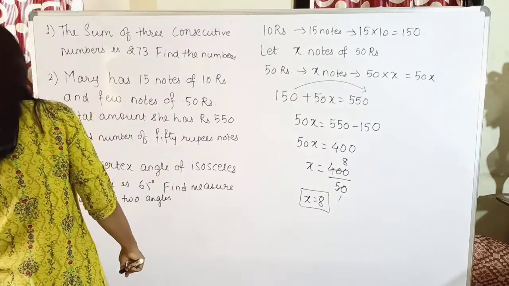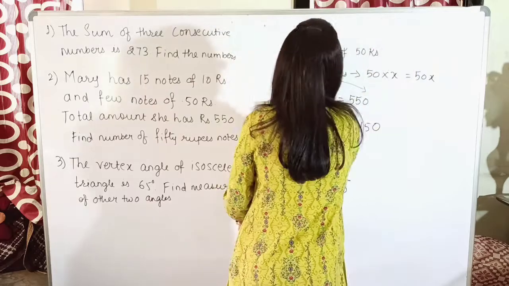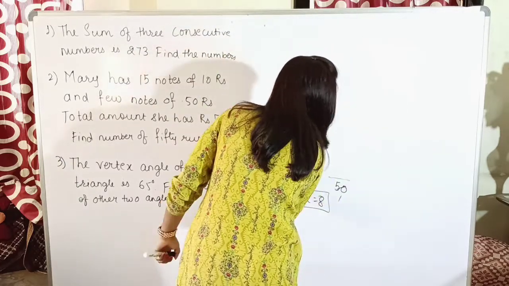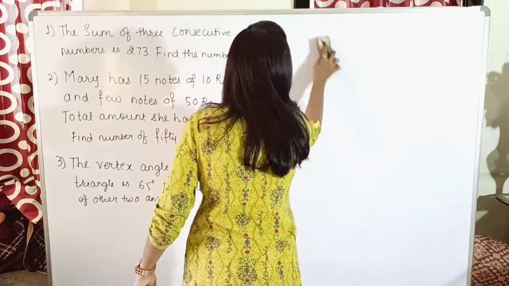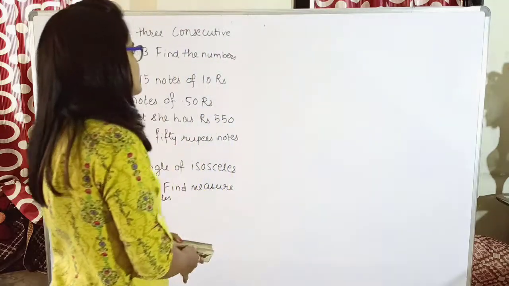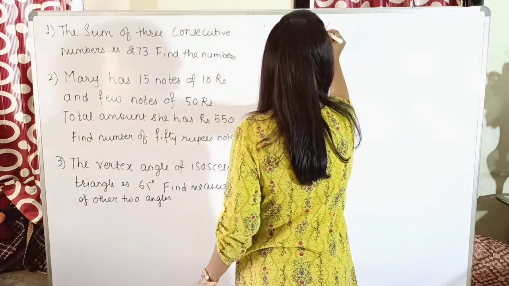Okay. One more question. The vertex angle of an isosceles triangle is 65 degrees. Find the measure of the other two angles. Now, how many angles does a triangle have? Yes, a triangle has 3 angles, isn't it?